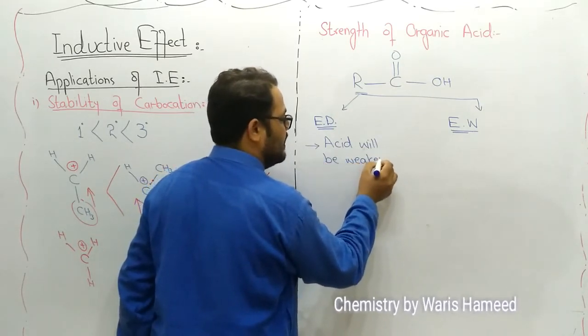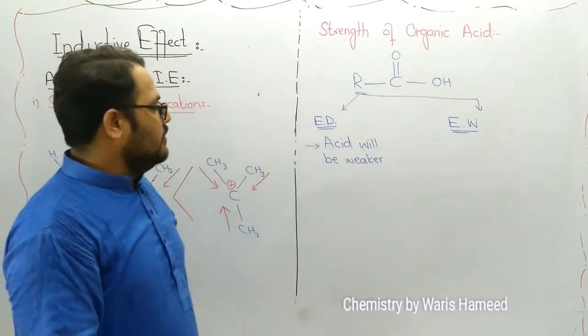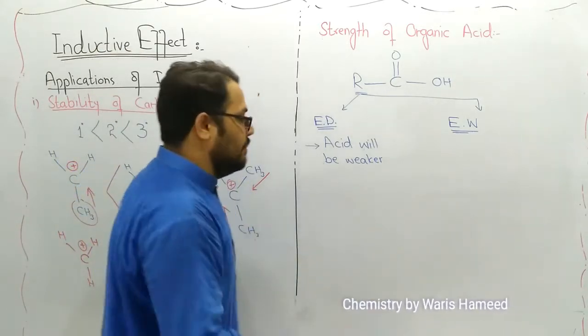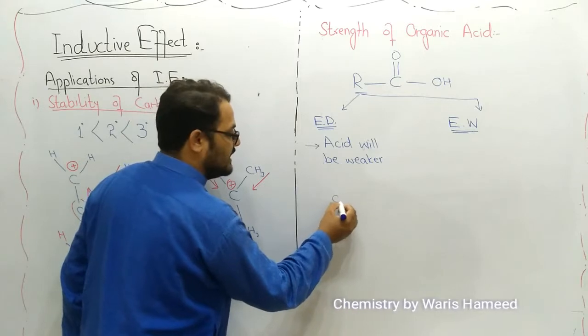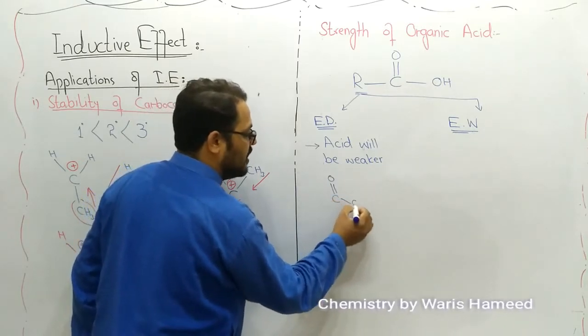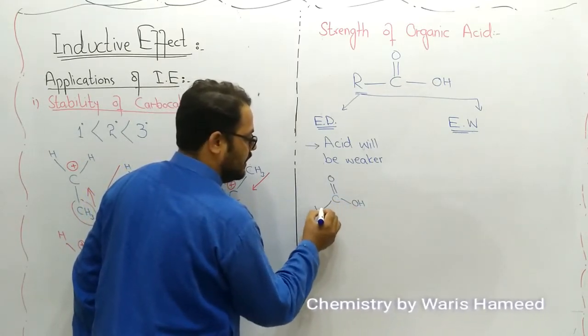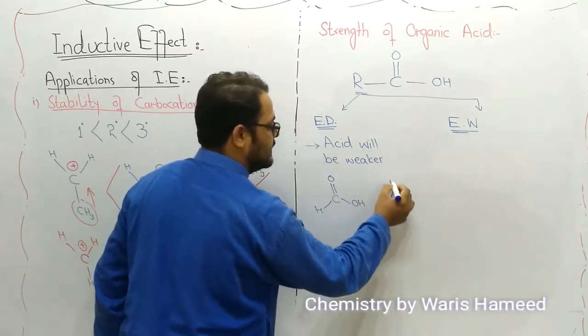Why will the acid be weaker? I am going to explain it with an example. We have formic acid. Here is formic acid, and here is acetic acid.